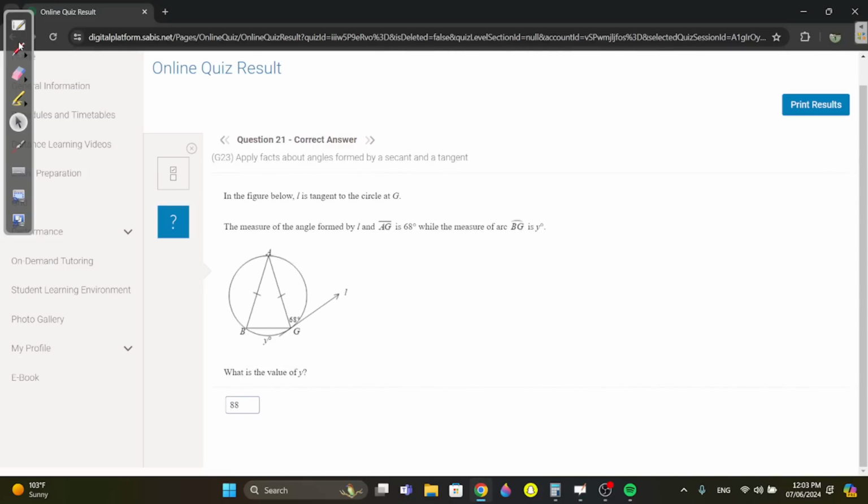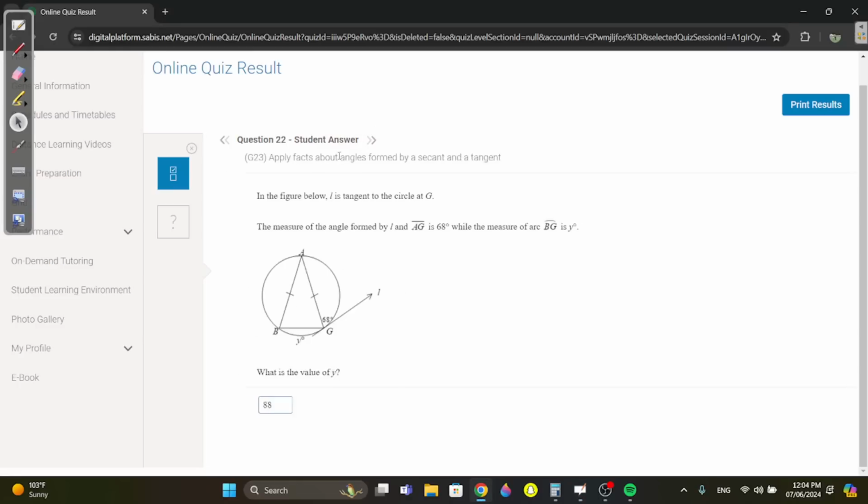Question 21. What is the value of y? So they want this top angle here. Always remember that this angle here is equal to this angle here. So this is 68, and this is 68 as well. So how much would this top angle be? It would be 44. So this angle will be 44, and the arc is always double the angle, so it's going to be 88.